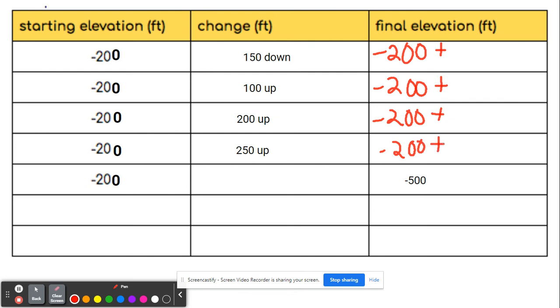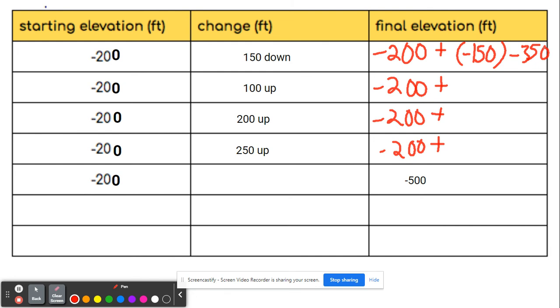All right, my change for number one, 150 down. So we know if I'm working with elevation or temperature, if I'm going down, I'm going to get smaller, which means it's going to be a negative number. So I'm going to add negative 150. Negative 200 plus negative 150 is negative 350.